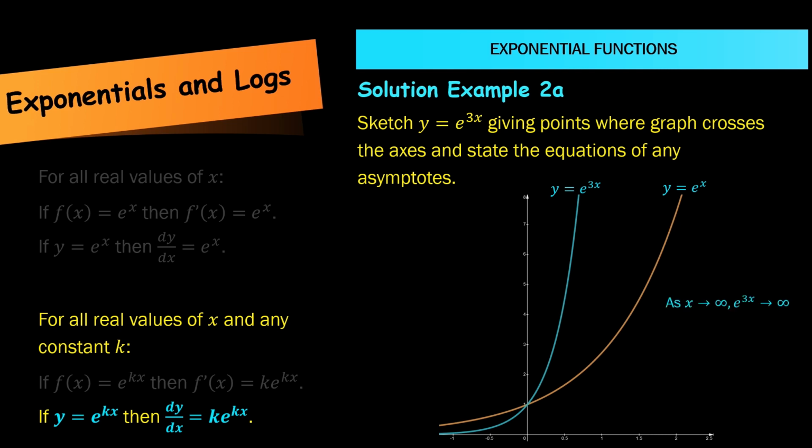As x tends to infinity, e to the power 3x tends to infinity also. The y-axis, or line x equals 0, is an asymptote. And as x tends to minus infinity, e to the 3x tends to 0. And the graph crosses the y-axis at (0, 1).